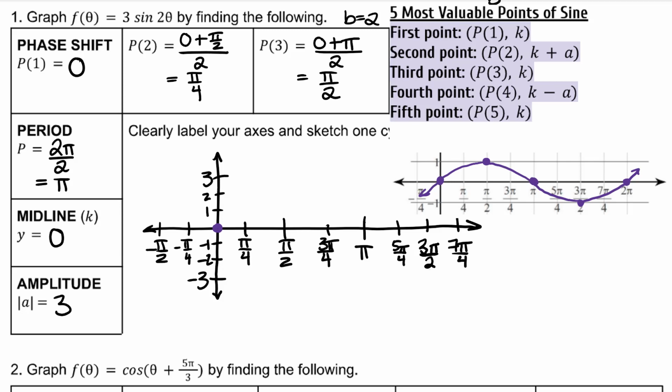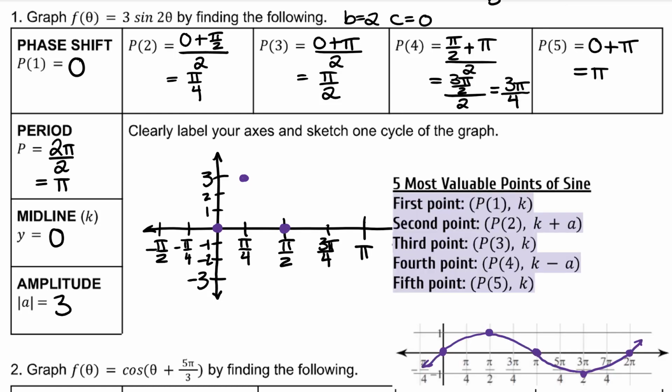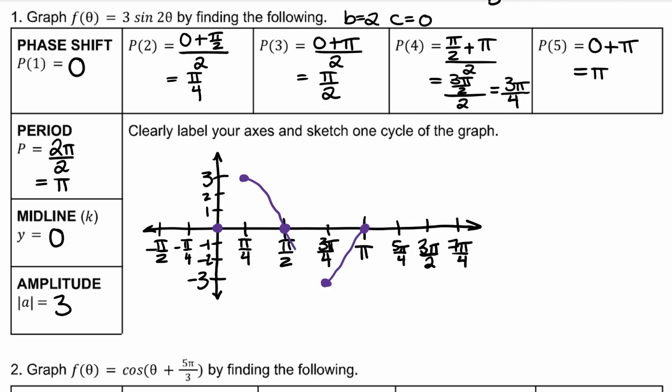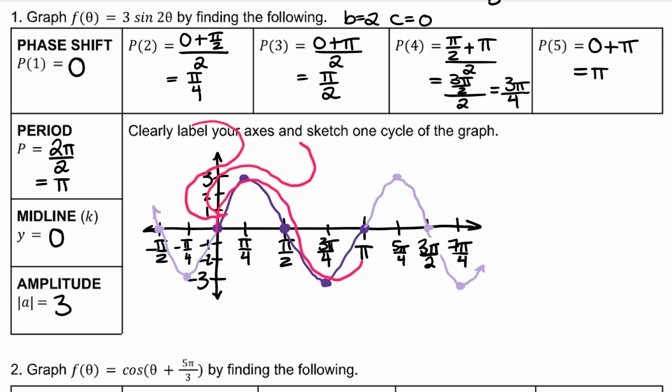For P2, we go up the amplitude's distance, which is 3, above the midline. For P3, come back to the midline. P4 is the negative amplitude's distance from the midline, or your minimum, and P5 takes us back to the midline. Some describe the period of sine as a perfect wave or a backwards S that fell on its side.